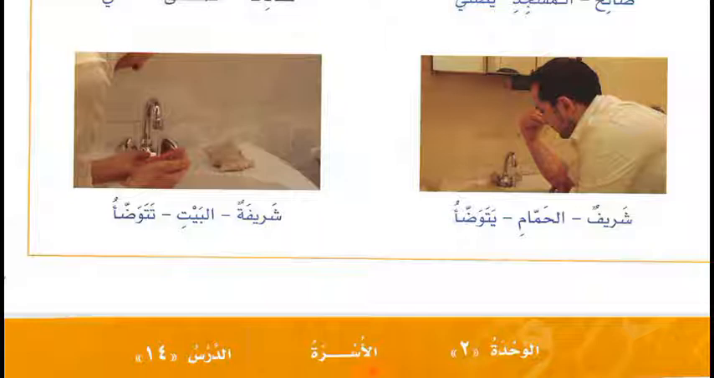Aina Sharif? Sharifu fil hammam yatawadda. Where is Sharif? Sharif, he is in the bathroom taking wudu. Performing wudu, okay. أين شريفة؟ شريفة في البيت تتوضأ. Where is Sharifa? Sharifa, she is in the house performing wudu. Okay.